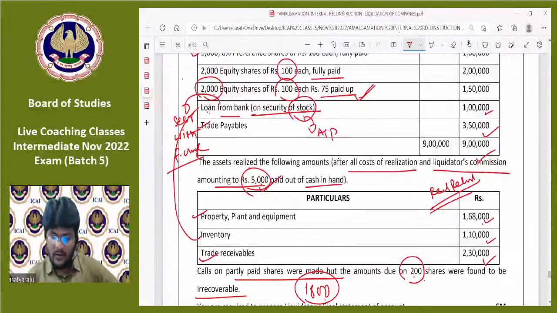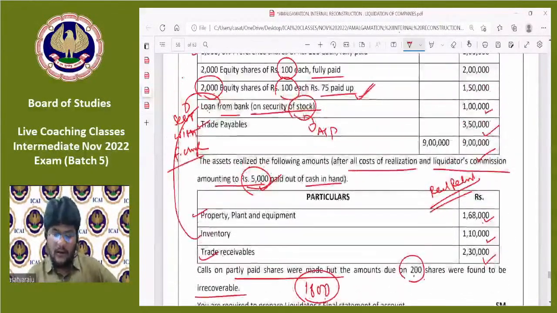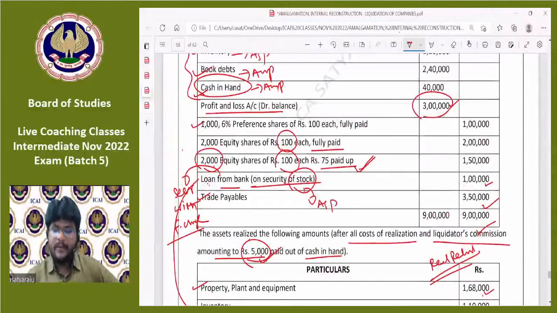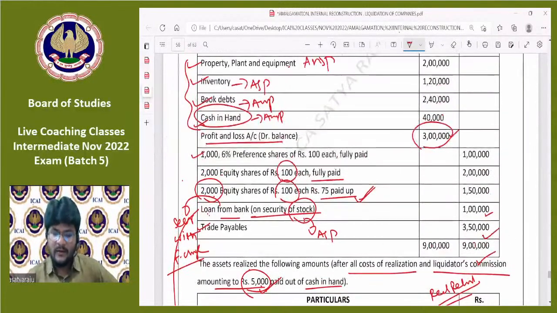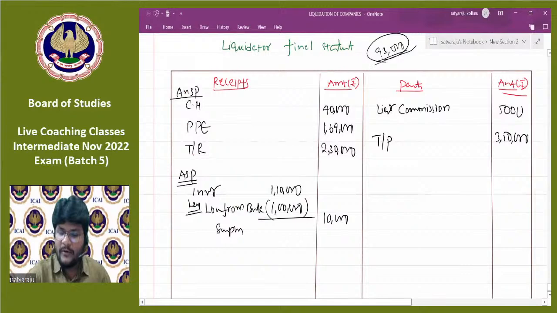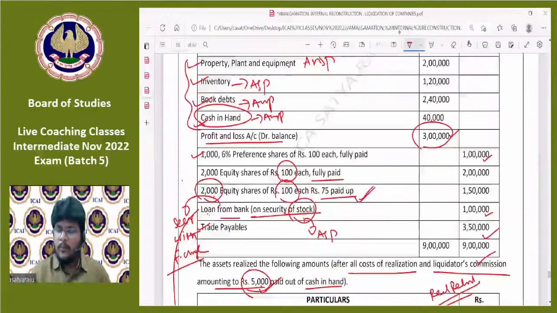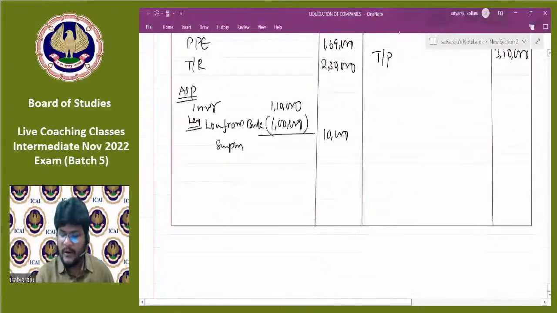Am I right or wrong? All of you with me? Now, my question is, there is no other liability existing. Now I need to make payment to preference shareholders in the order. But the cash available was only 93,000. But I need to repay 1 lakh. Is that cash sufficient with the liquidator? No. If the cash is not sufficient with the liquidator, he can go for call. Now all of you please concentrate here.